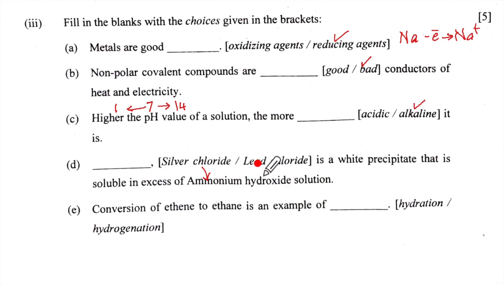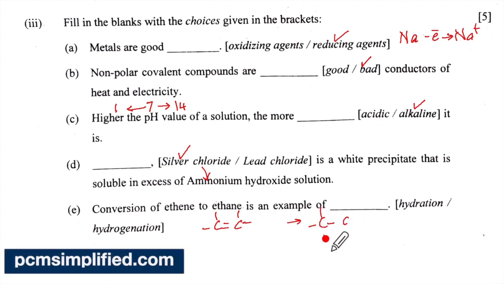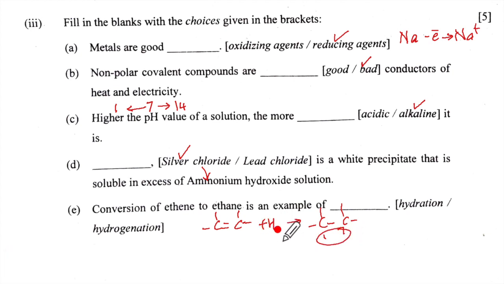So lead chloride is not applicable. This is the correct one. E, conversion of ethene to ethane. Now ethene is C double bond C like so, and ethane has become C single bond C. So you will see that this hydrogen has been added. So plus H2 with nickel and 300 degrees C, it undergoes hydrogenation because hydrogen is added.